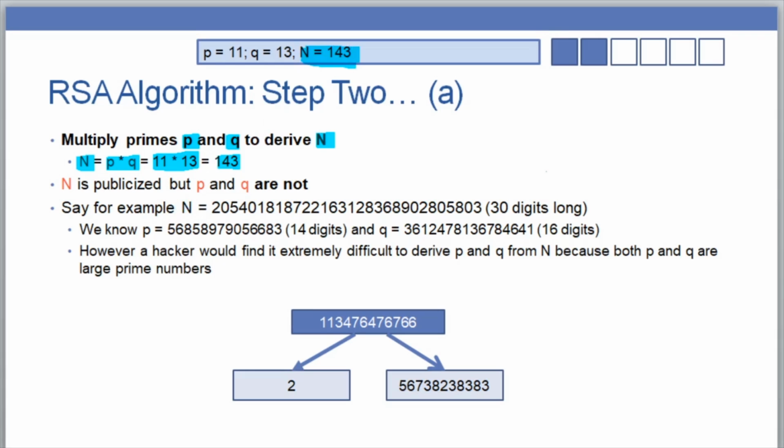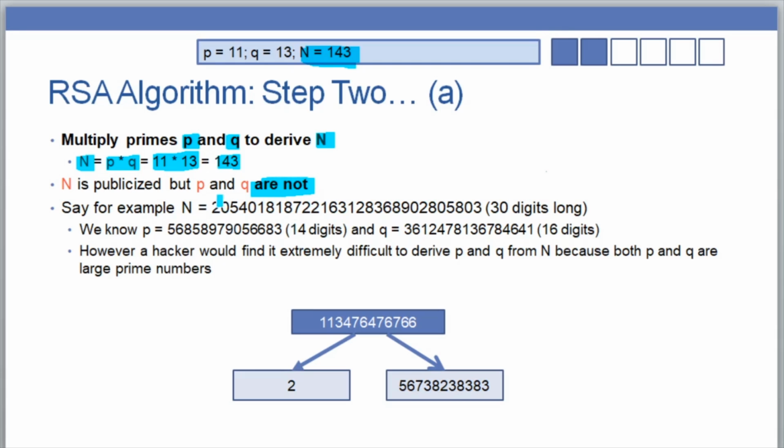Note that n is publicized, however P and Q are not. This means that for very large prime factors, P and Q, it is extremely difficult to derive them from n. So even though people can potentially see n, the message remains secure.